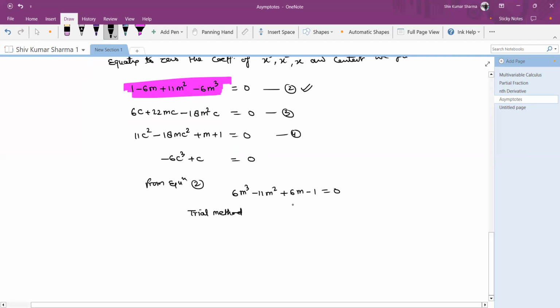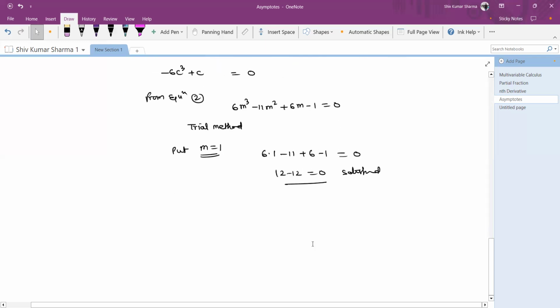When we obtain the first factor by the trial method, we put m equal to 1, then minus 1, to find which value satisfies the above equation. So when we put m equal to 1, 6 into 1 raised to the power 3 is 6, minus 11 plus 6 minus 1. So this gives us 0. So 6 plus 6 is 12, 12 minus 12 is equal to 0. So it satisfies, which shows that the first factor is m equal to 1. So one factor we obtained.